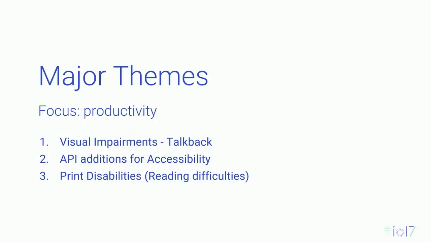For Android O, our major focus was to increase productivity for users of accessibility services. In particular, we looked at users who are blind and visually impaired and use TalkBack Screen Reader. We're introducing accessibility APIs to help developers who develop accessibility services for people with physical disabilities. One such service you already heard about is called Switch Access. Last but not least, we're introducing a new accessibility service which will help people with print and learning disabilities to read information on the screen. But let me start with new features for TalkBack.